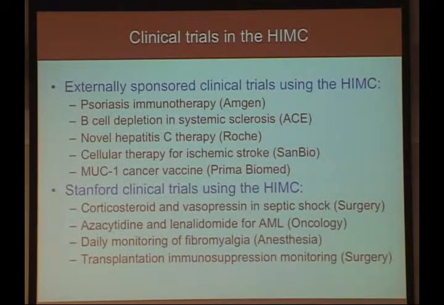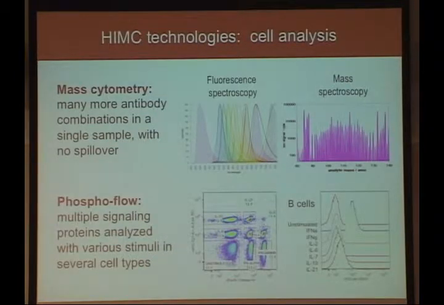We're not really just out there to do clinical trial monitoring. We want to do much more than that, but we do have a number of clinical trials underway as well. Now I want to just briefly tell you about some of the technologies that we use as standard assays in the HIMC. You've of course already heard a lot about mass cytometry, and we are adopting that now, as I said, to do our immunophenotyping.